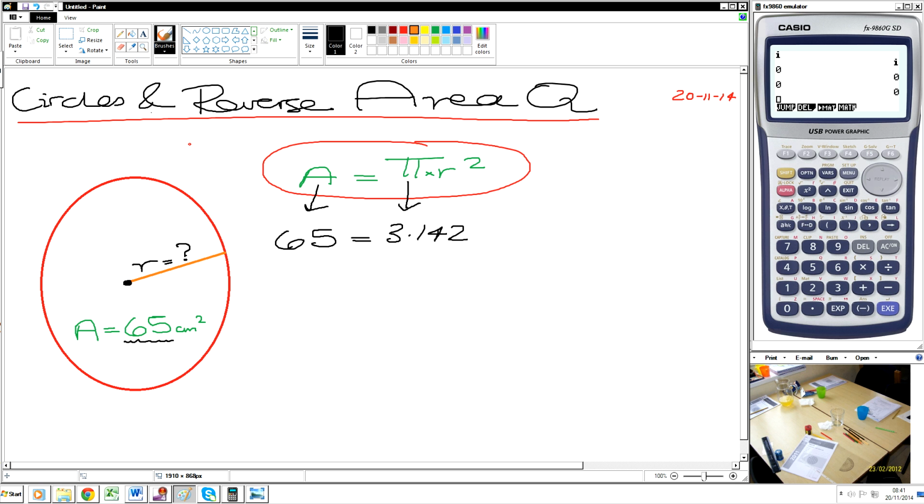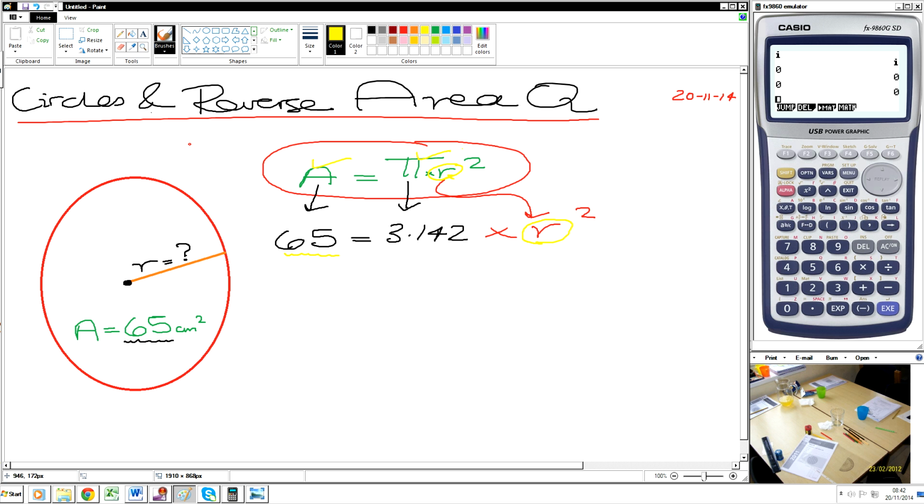Now, here comes the important part. We need to work out the radius. The radius we don't know. So let's have another double check. We know the area, we know the pi value, we do not know the radius value. That's what we've got to work out. So in this particular question, normally we've got to work out the area, but here we've been given the area, and we've got to work out the radius. So let's get cracking without any further delay.